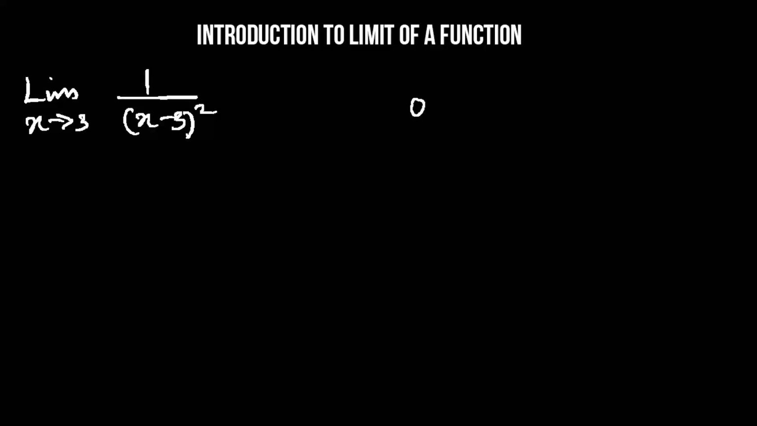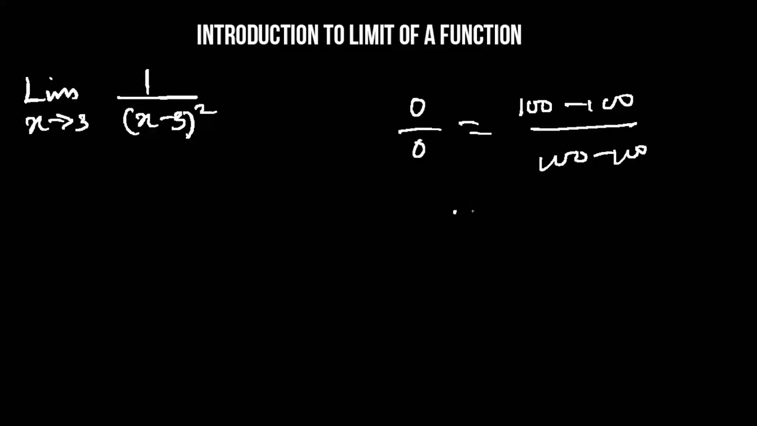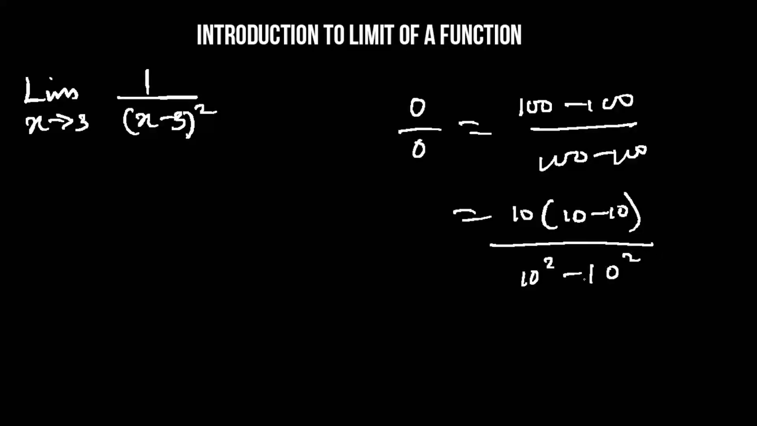If I have 0, how else can I write 0? If I have 0 over 0, I can write 0 over 0 as 100 minus 100 divided by 100 minus 100. You see this? And I can make some other sense from this by saying 10 minus 10 divided by 10 squared minus 10 squared. Can you see how I rewrite 0 now? Obviously, I'm doing something that is not mathematically correct, but just for the sake of example. So I don't want to think like that.